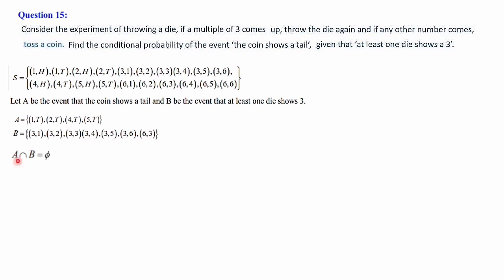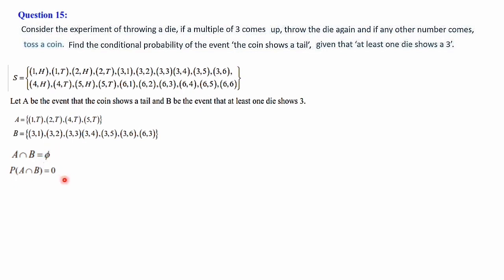Then let's take A intersection B. It is quite clear that there is no common element, because in the first set A there is a tail, and in the second set there is no tail, only numbers. So there is no common element. So A intersection B is empty. Then P of A intersection B is surely 0, because the number of elements of A intersection B is 0. So P of A intersection B is 0.